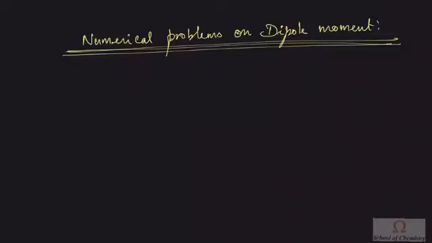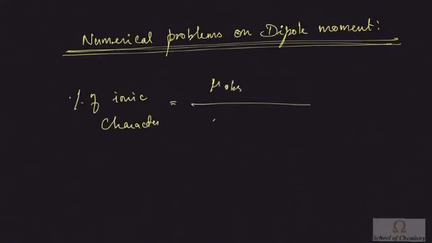Hello students, in this session let us learn to work out numericals that are related to dipole moment. Generally this is one area where students find difficulty. We know what a dipole is and how electronegativity difference brings ionic character into a covalent bond. To calculate the percentage of ionic character in a covalent bond, the formula is: percentage of ionic character is given by mu observed by mu calculated into 100.